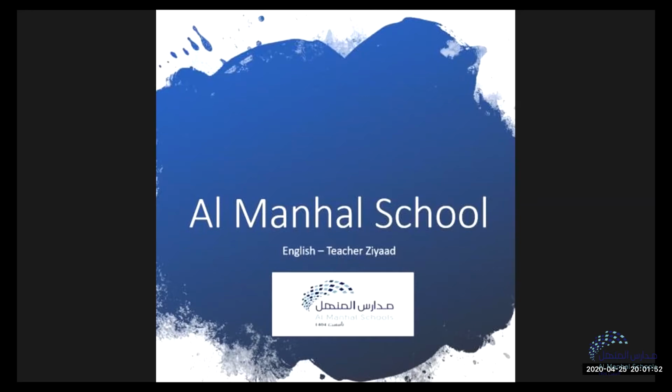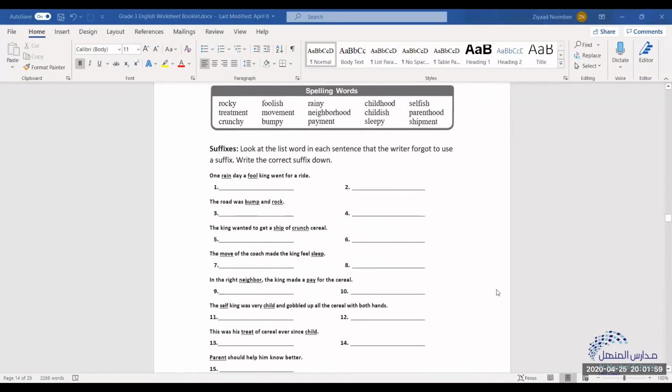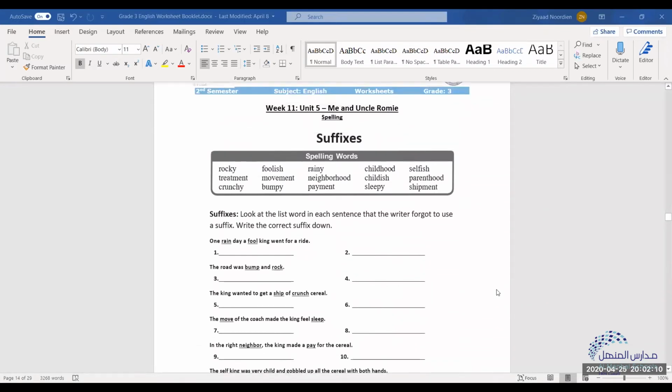I'm going to open that up, and if you can find this page number, it's page number 14 in your worksheet pack. Alternatively, you can go to page number 379 in your Readers and Writers Notebook, which is the end of unit review of unit 5. This lesson is all about suffixes, right? Suffixes form part of your spelling words.